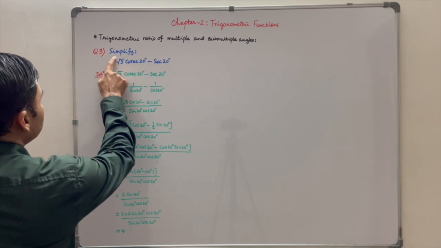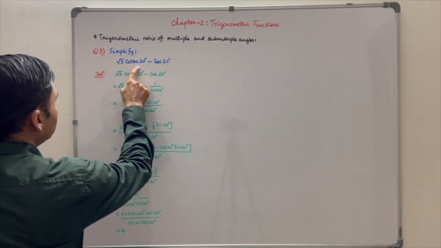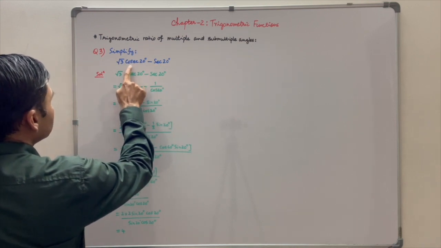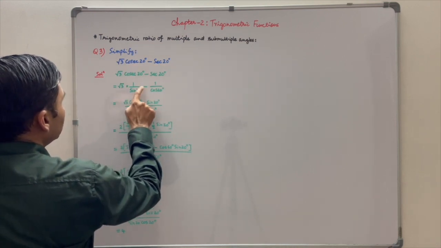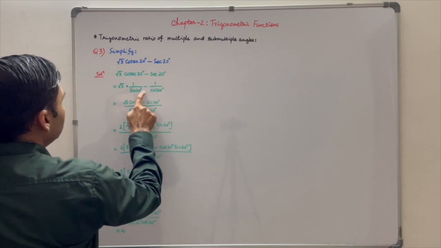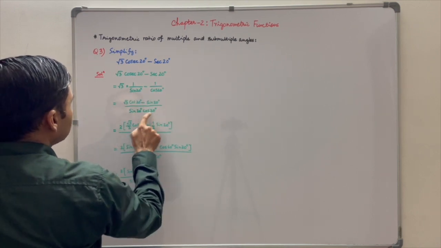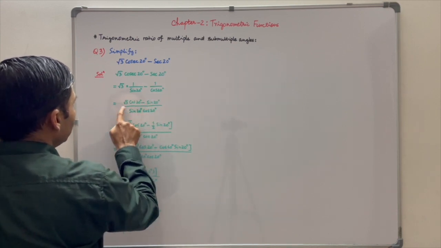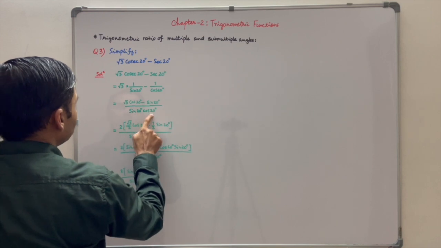Third question, simplify root 3 cosec 20 degree minus sec 20 degree. Cosec 20 degree can be written as 1 upon sin 20 degree, and sec 20 degree can be written as 1 upon cos 20 degree. Take sin 20 cos 20 as LCM. So it will be root 3 cos 20 minus sin 20 upon sin 20 cos 20.